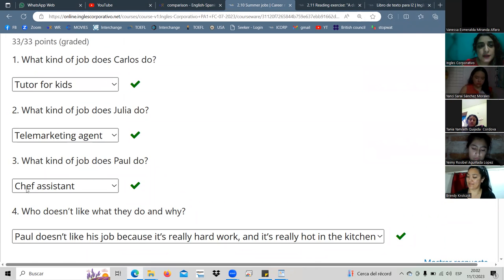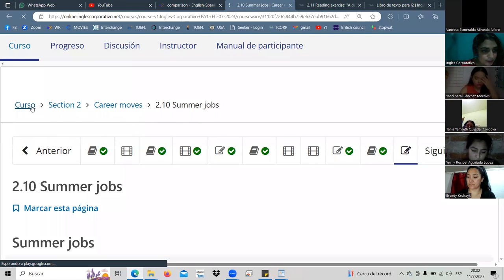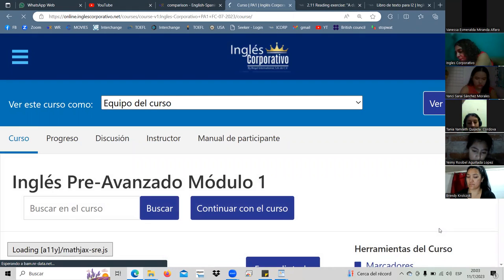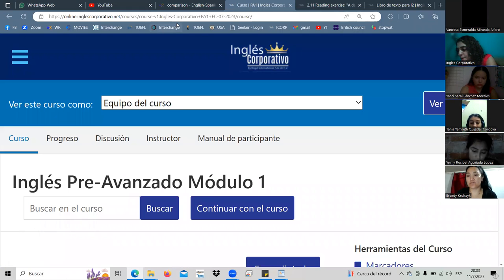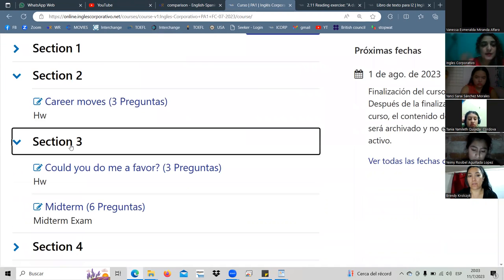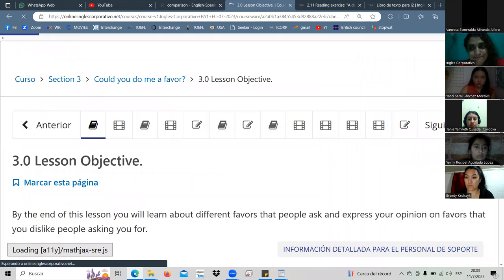Okay, so section three, what is that section about, guys? Do you know? Request favors. Okay, so let's see section three. Could you do me a favor? We are using modals, right? To ask when we are asking for favors. So we use modals: can, could, would, etc. Now let's see, most likely we are going to watch the video because you probably have not watched the video yet.